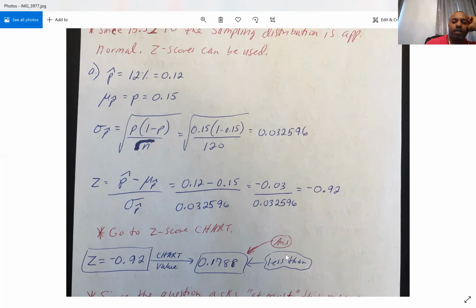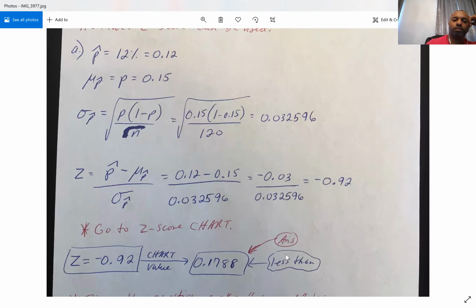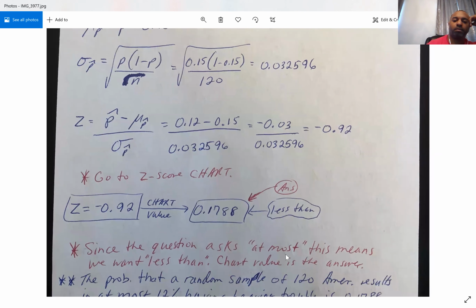And remember, the chart always gives us less than. And so here in the red, since the question asks at most, this means we want less than. And so the chart value is the answer. So if you're talking about at the most, in other words, it can't be any more than. So you want everything less than, and then that number right there. So when you say at most, you're talking about the less than, everything to the left of that value. If it's at most, you don't want anything greater than that. You want everything that and less than.